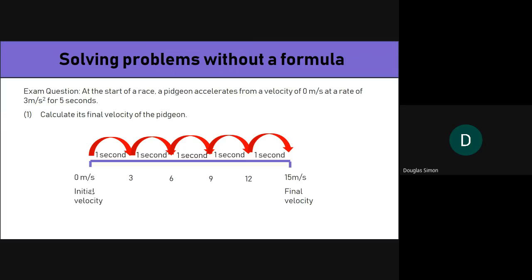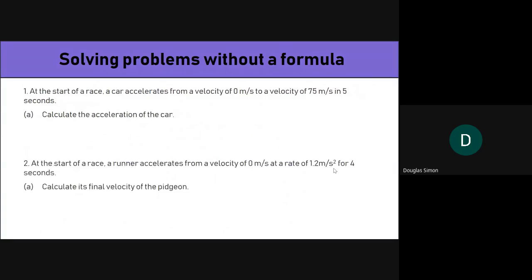So every second, they get 3 meters per second faster, and we're going for 5 seconds in total. So our final answer is 15 meters per second. So we've solved probably a 3-mark exam question without ever having to use a formula. Here are 2 more questions for you to try. So pause the video now and try these 2 questions using the same method.